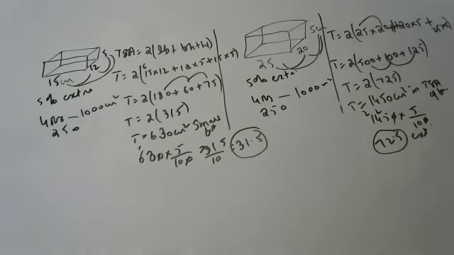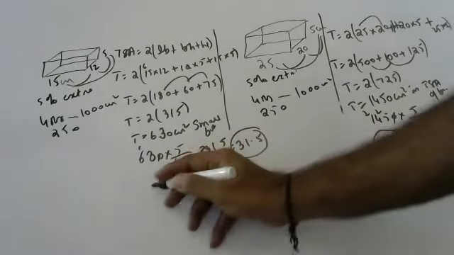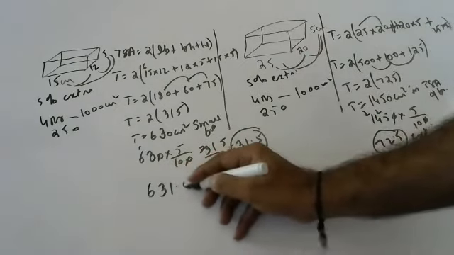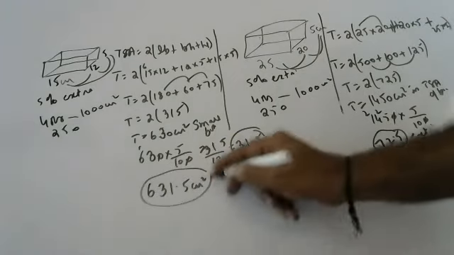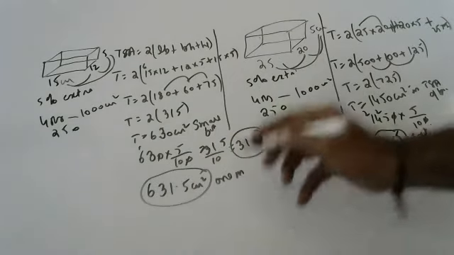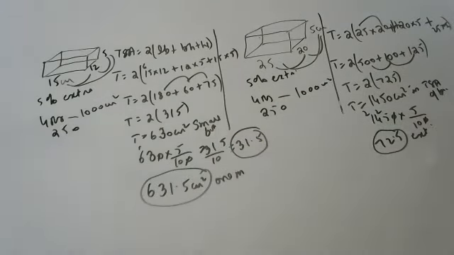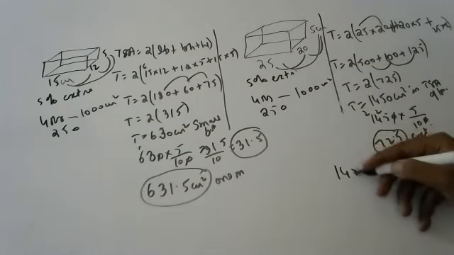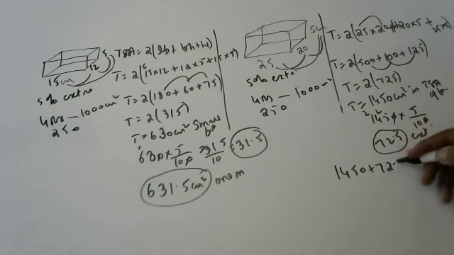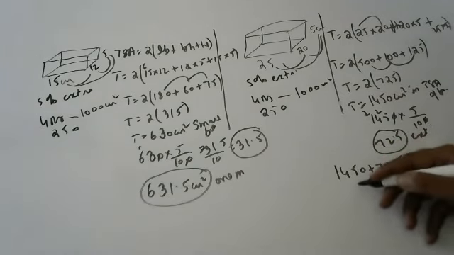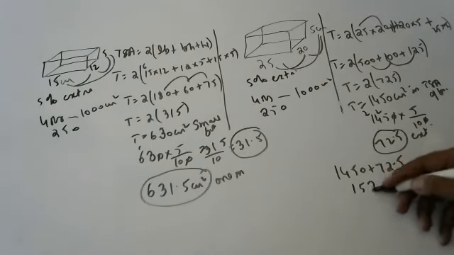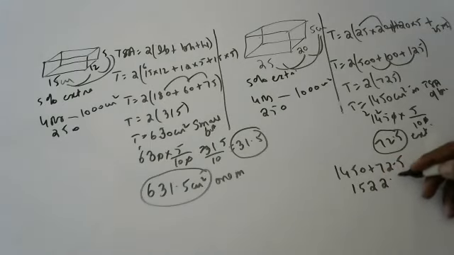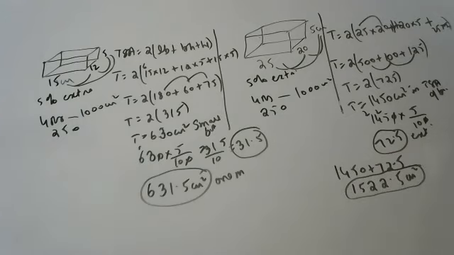Okay, children. So for 630, you add the 31.5, that is 631.5. 631.5 centimeters square is the area of one box, including extra. Here, how much, children? 1450 plus 72.5 is how much? 1522.5 centimeter square is the area of one box, including the extra, children.